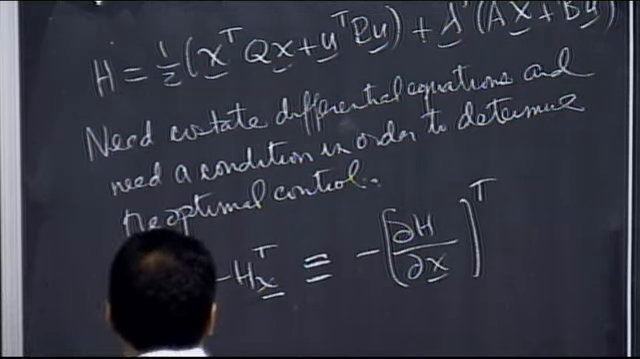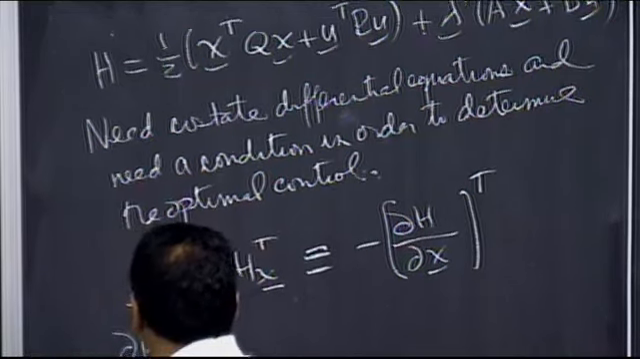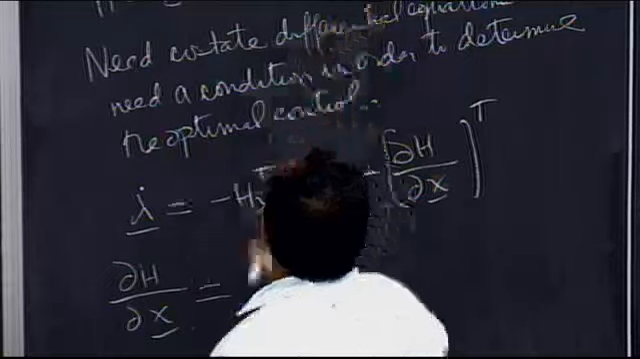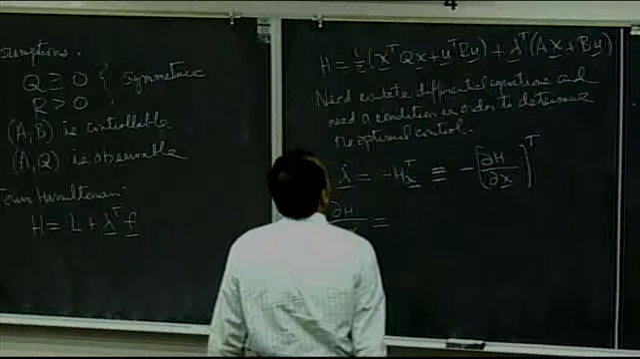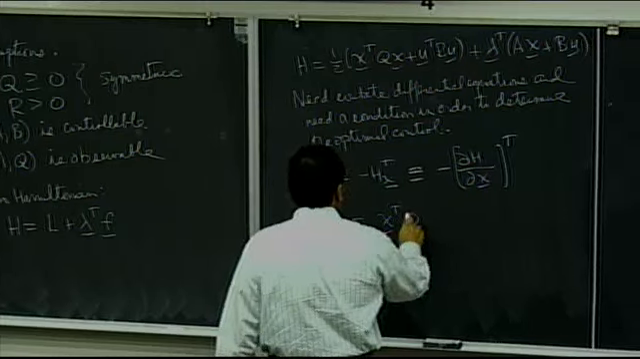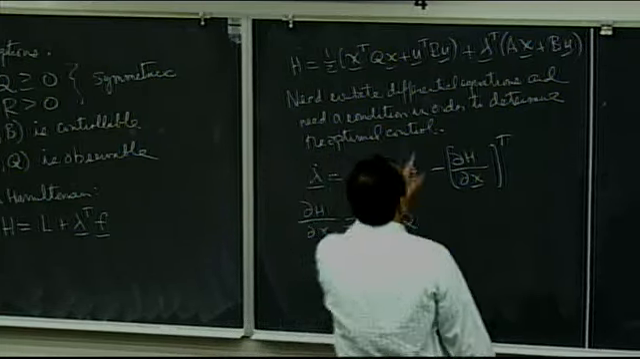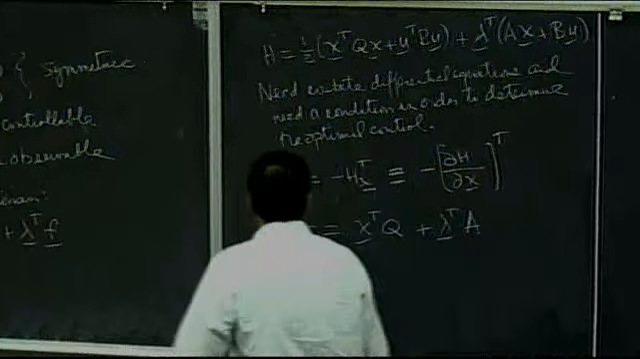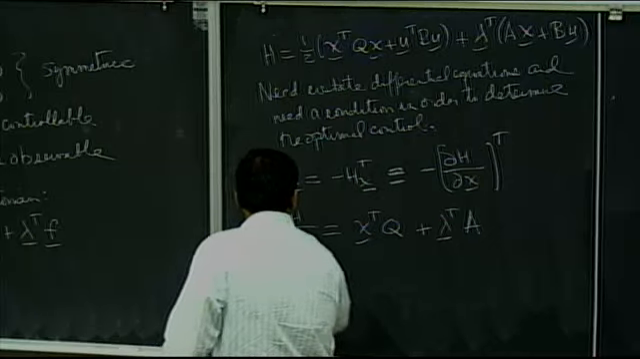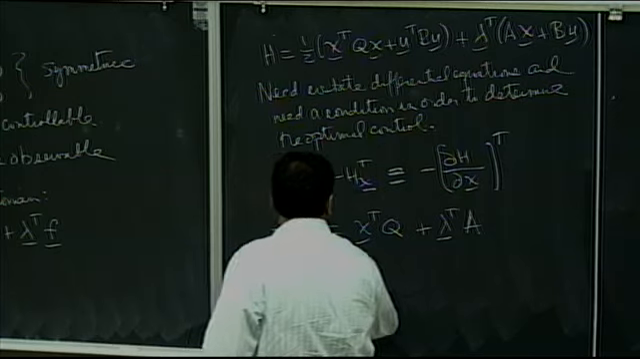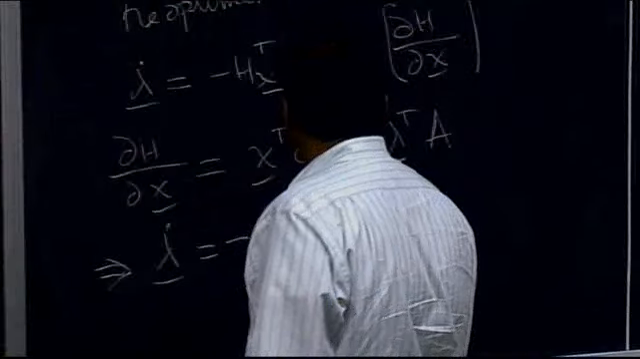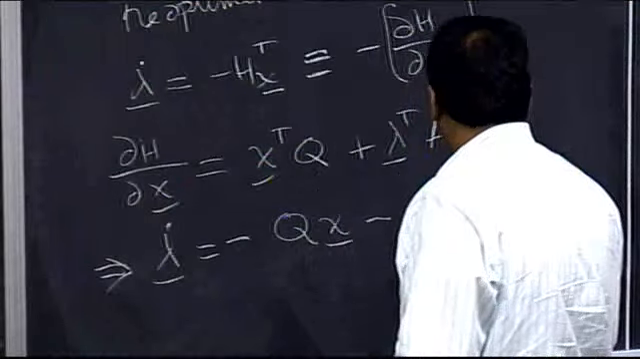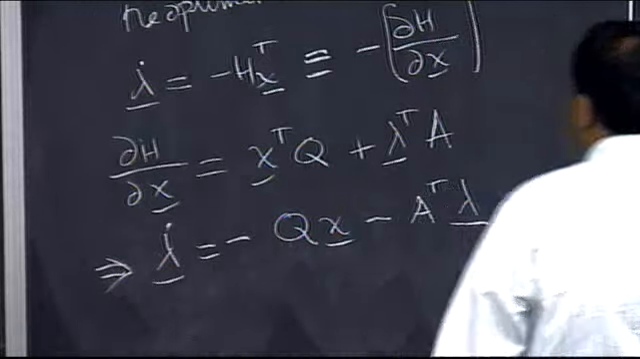What is dH/dx? So the partial of H with respect to x: you have 1/2 x transpose Qx, so the derivative with respect to x of x transpose Qx is x transpose Q. In the other term, the only thing that's in there is a lambda transpose, so you get a plus lambda transpose A. So this says that lambda dot has to equal what? Minus this whole thing transposed. But Q is symmetric, right? So you get Q times x, minus A transpose times lambda. I didn't say A was symmetric. I just said Q was symmetric.